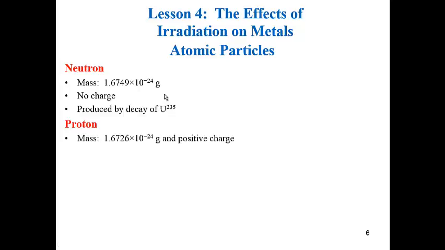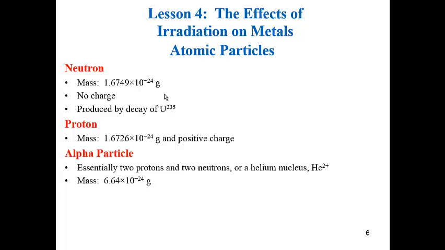The proton has basically almost the same mass. It is 1.6726 times 10 to the minus 24th grams, but it has a positive charge. An alpha particle is essentially a helium nucleus that's been stripped of electrons, 2 protons and 2 neutrons. Something that we worry about more in space, but not so much in this environment, and it has a mass of 6.64 times 10 to the minus 24th grams. So it's the mass of 2 protons and 2 neutrons.